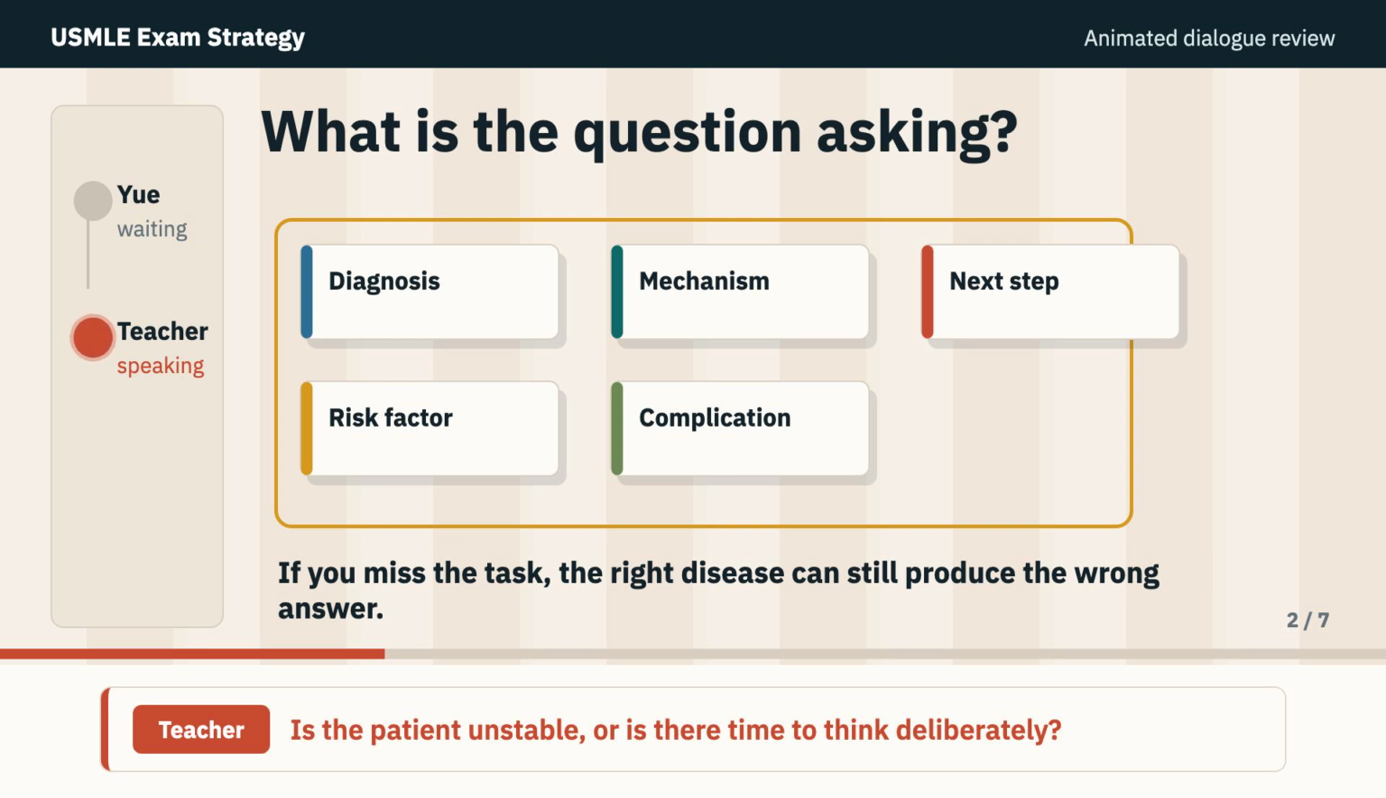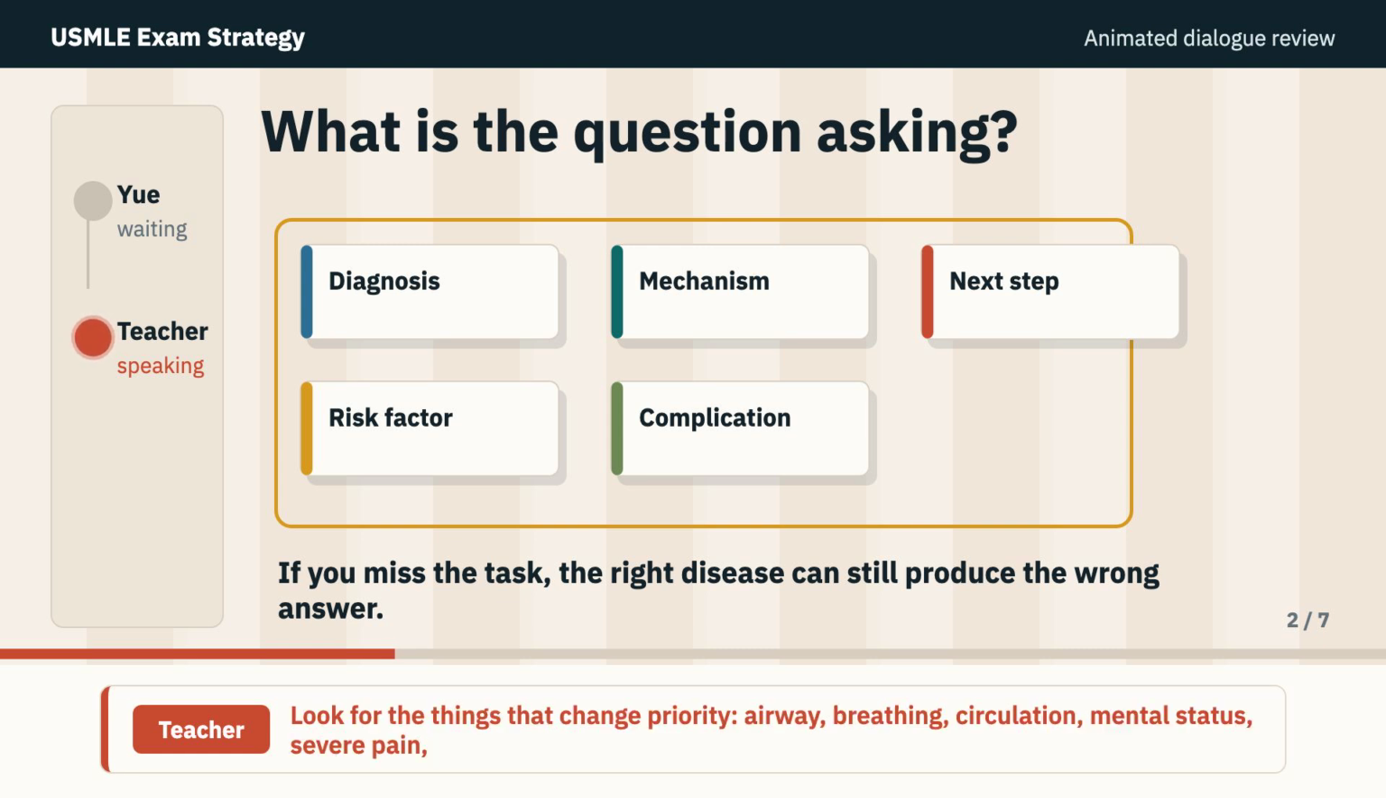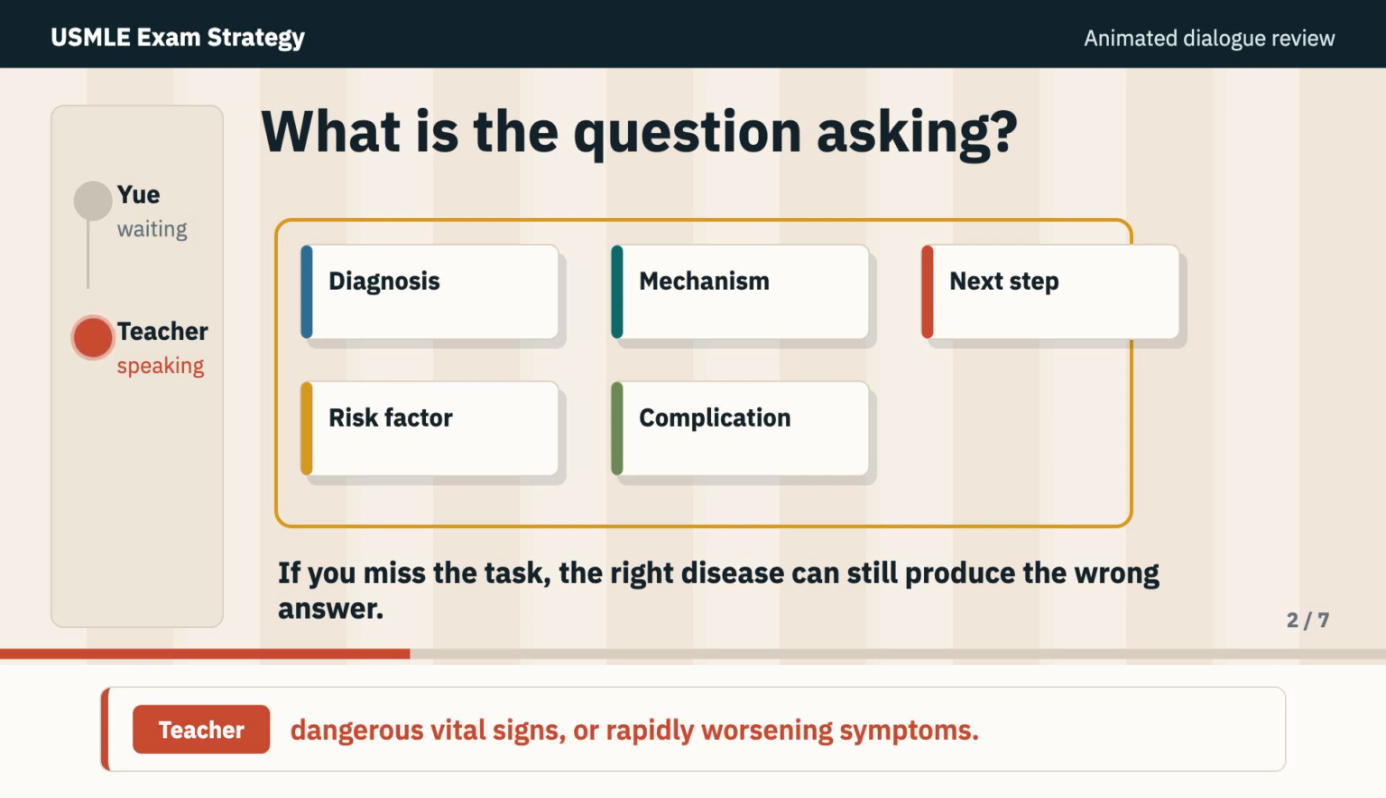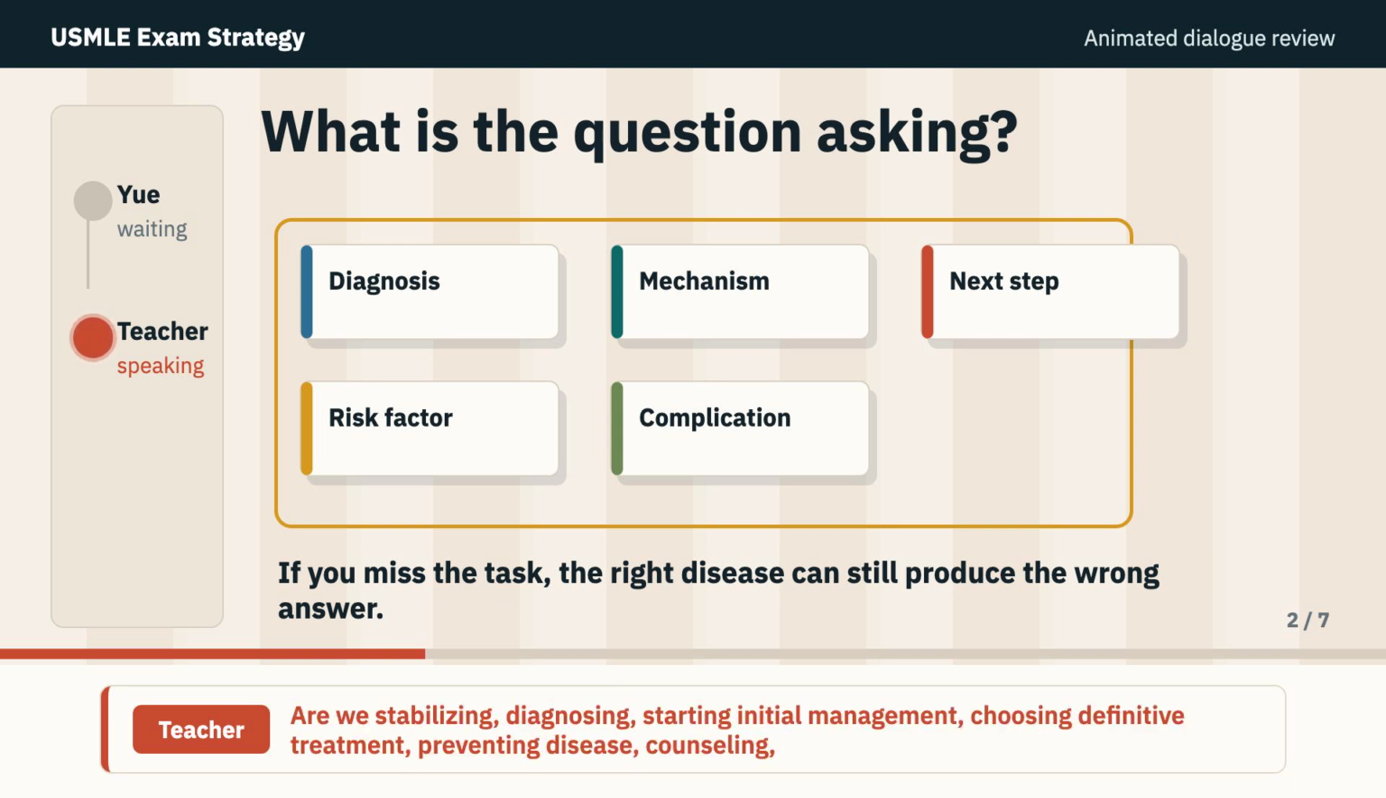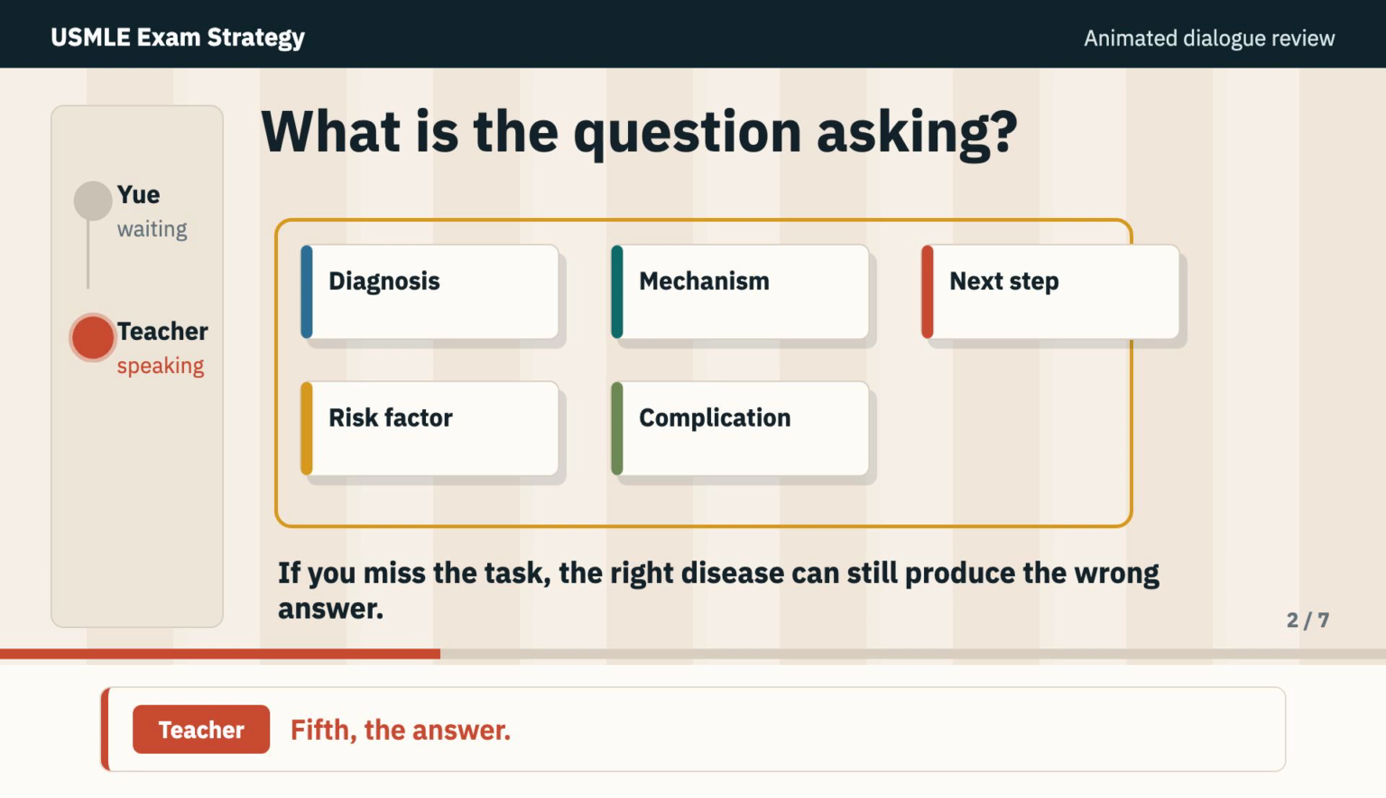Is the patient unstable, or is there time to think deliberately? Look for the things that change priority: airway, breathing, circulation, mental status, severe pain, dangerous vital signs, or rapidly worsening symptoms. Fourth, the stage of care. Are we stabilizing, diagnosing, starting initial management, choosing definitive treatment, preventing disease, counseling, or following up? Fifth, the answer. Only after those checks should you compare choices. Otherwise, the answer choices can set the agenda for you.